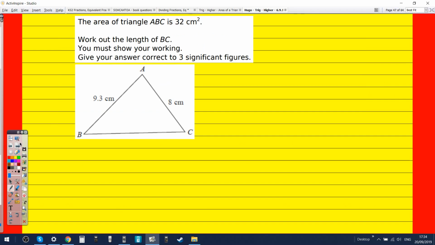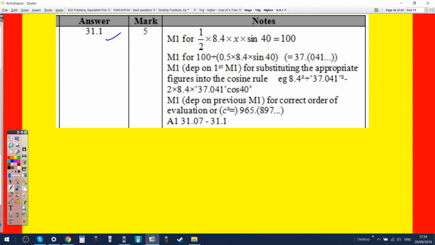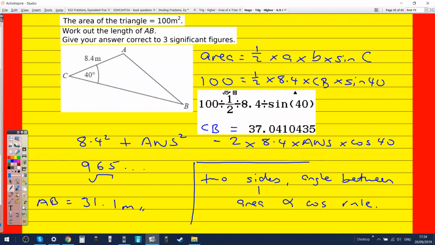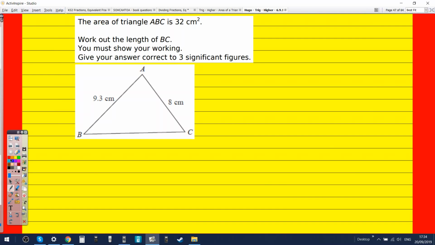You're doing well. Let me see. So the area of this one. Okay, so this one we were given a side and an angle. Now we're given two sides. Okay, let's try this.